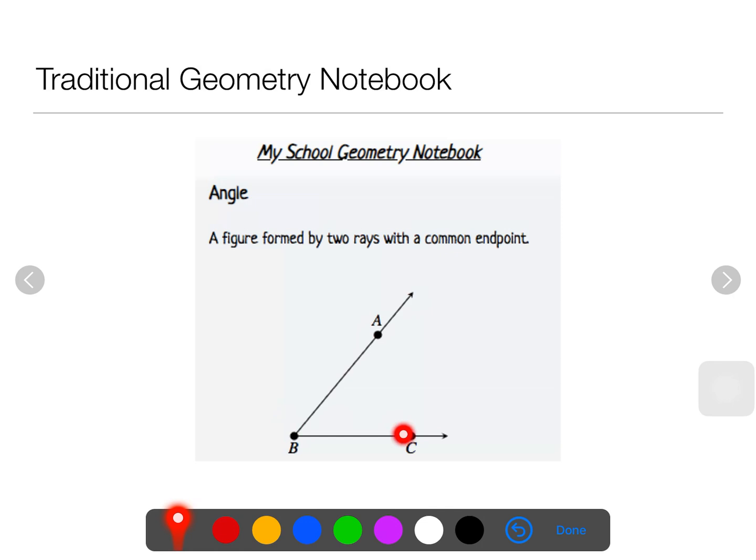And in traditional geometry, we name these angles similarly. So this would be angle ABC or angle CBA. And again, B is the vertex. But we are also allowed to call this angle B. So we can name an angle by its vertex so long as there's not more than one angle that has that same vertex in the diagram.